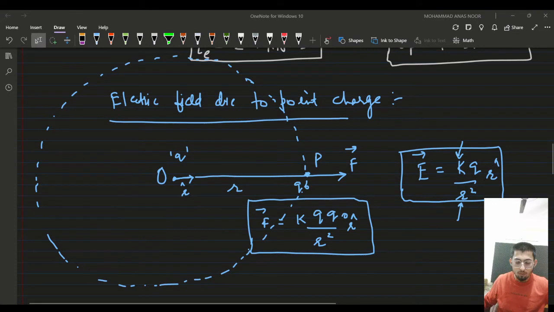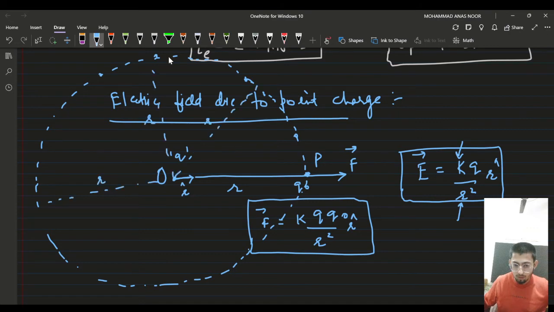Coming back to this, here is the point P. Now, all the points on this locus would be r distance away, isn't it? This is r distance away. This is r distance away. This is r distance away. Now, in this context, we can say that r is constant for this locus. For this locus, this r is not going to change, right?